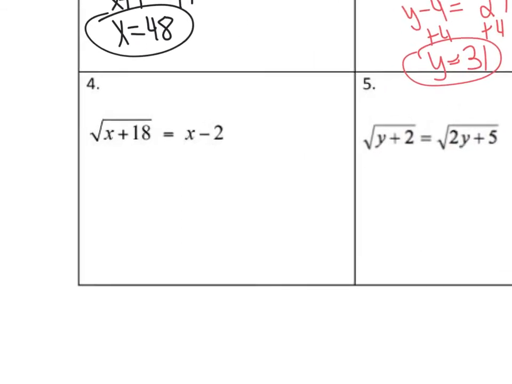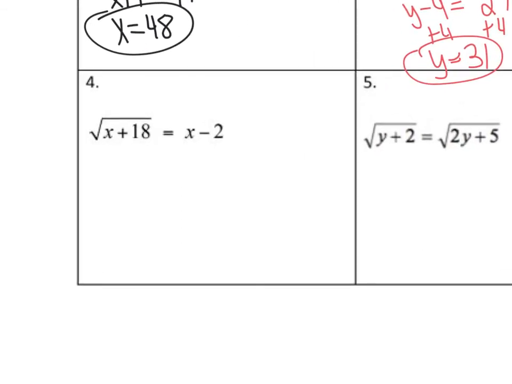This number 4 is a little bit different. If you notice, it's got a binomial here on the right-hand side, it's x minus 2. Our radical is already by itself, okay, so we're all good there. So to get rid of that square root, I need to square both sides. And I'm left with x plus 18 over here.